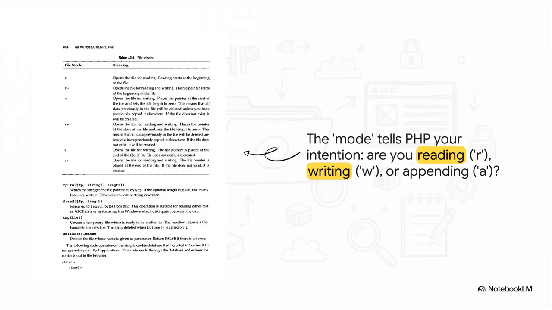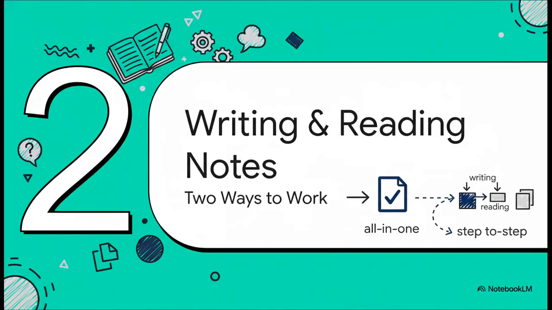Now here's where it gets interesting. When you open that notebook, you have to say what you're planning to do. They call this the mode. So R is just for read. You're only looking, not changing anything. But W for write is way more powerful. It's kind of like tearing out all the old pages and starting completely fresh. Then you've got A for append, which is maybe the most common. It just adds your new note to the very end of the book. Super useful for something like a guest book, right? You want to keep all the old comments. Stating your intention up front is really important because it stops you from accidentally wiping out data you wanted to save.